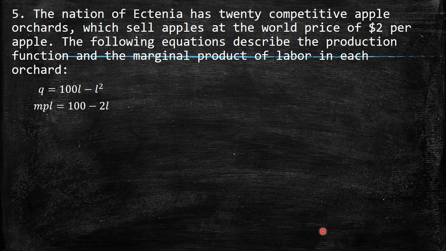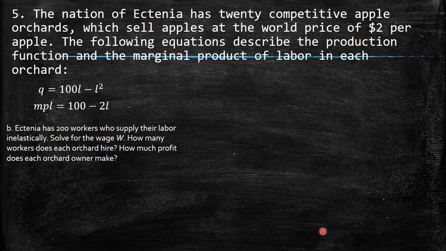Then you have the same expressions provided before, and then it says Ectenia has 200 workers who supply their labor inelastically. Solve for the wage W. How many workers does each orchard hire? How much profit does each orchard owner make? When we are talking about inelastically, because this is completely vertical, it means that there is no adjustment of the supply or any change of the price. So if the wage changes, the supply is going to be exactly the same. Anytime it should be 200. It should be just a straight vertical line, right?